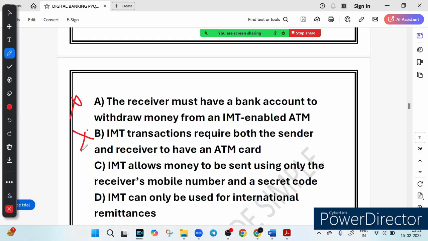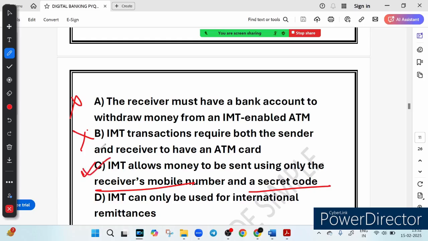So the worker wants to send money to his family, but their parents don't have an ATM card. With IMT, he can transfer funds to their mobile number, and they can withdraw the cash from an IMT enabled ATM using the secret code. Option C says IMT allows money to be sent using only the receiver's mobile number and a secret code.